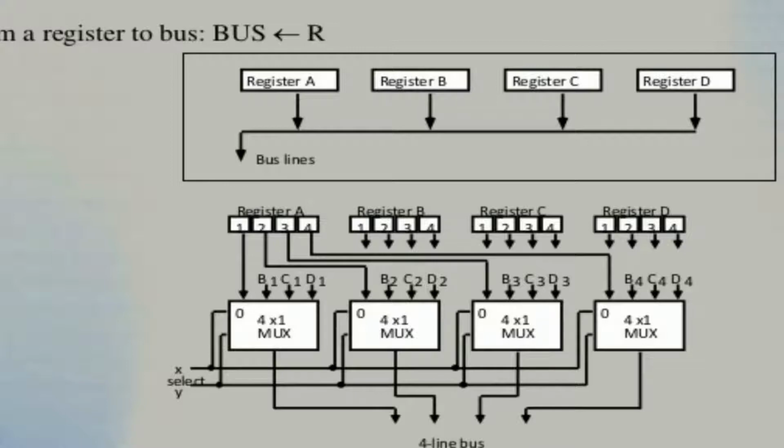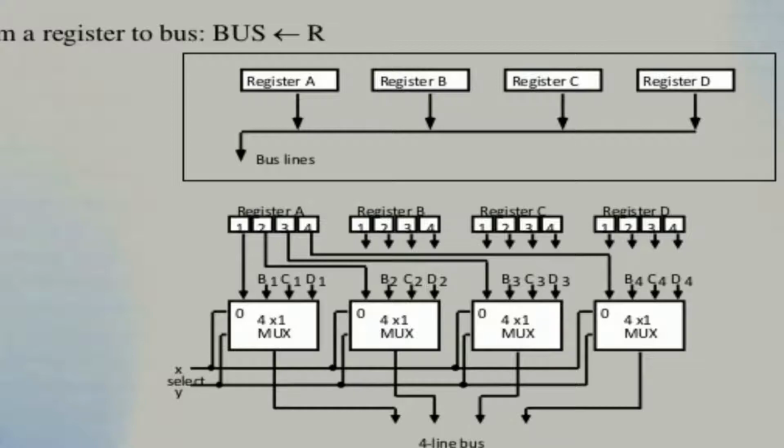Now how is the bus carrying the data? Our point here is how the bus selects a particular register. I already said that this register is connected to the bus lines. The bus will pick up one register based on the selection lines. What are the selection lines? S1 and S0. These two are the selection lines.